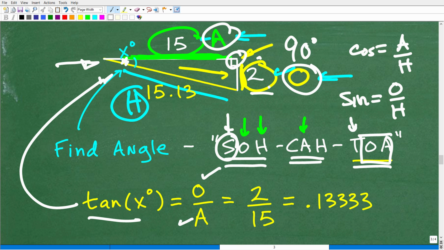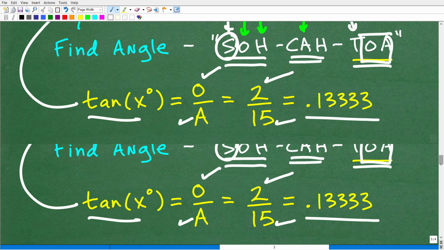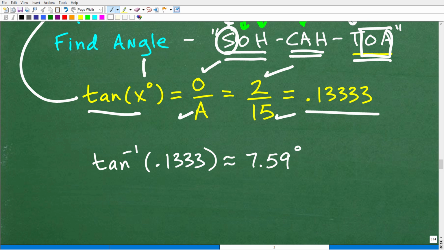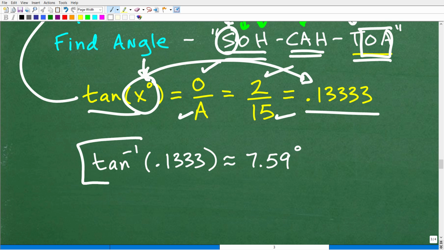Now we know these sides, that's going to be 2 over 15. So let's take that 2 and divide it by 15, and we get 0.133 repeating. All right, but again, we need to find that angle. So to find the angle, you're going to use your calculator and say, all right, calculator, what angle has a tangent of 0.1333 repeating? Well, you have to use this button right here.